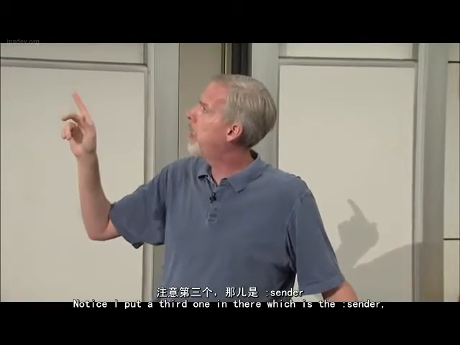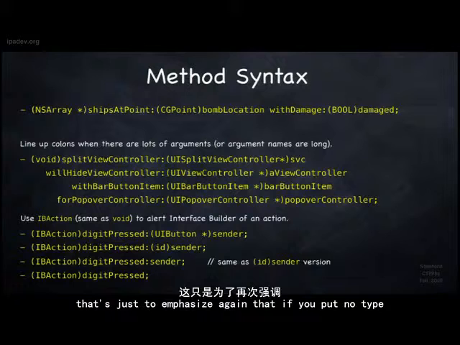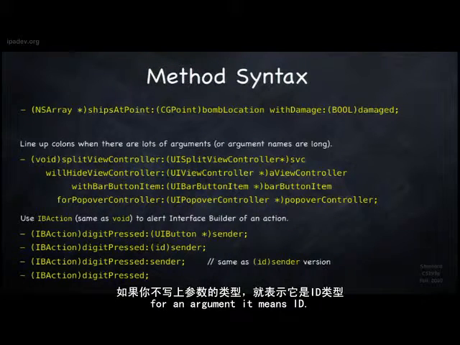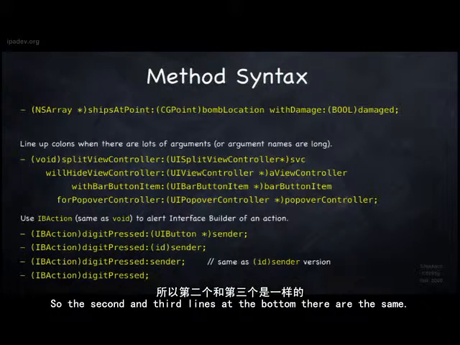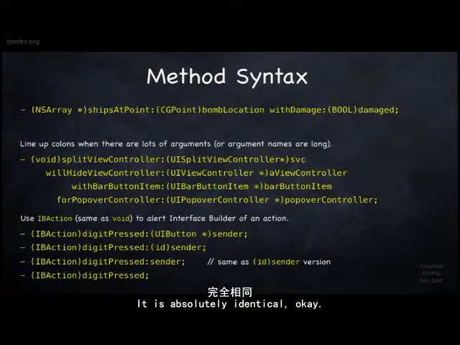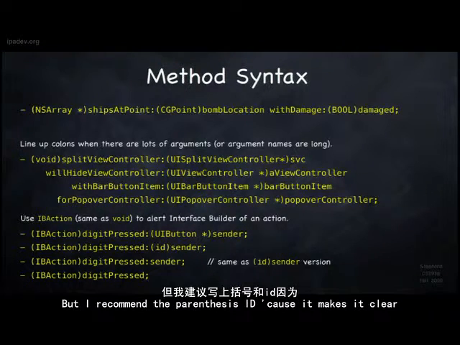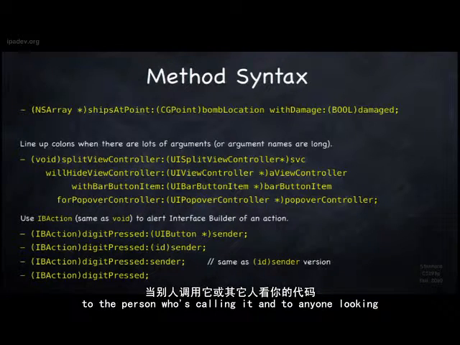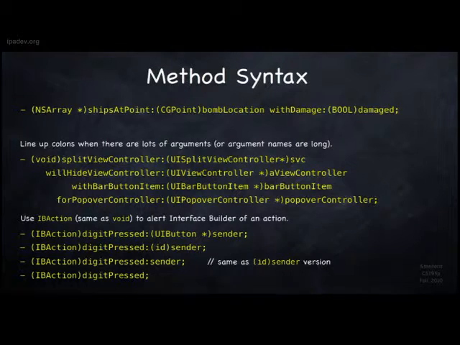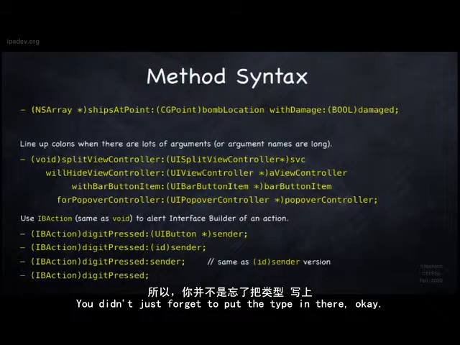Notice I put a third one in there, which is colon sender. That's just to emphasize again that if you put no type for an argument, it means id. So the second and third lines at the bottom there are the same, absolutely identical. Okay? But I recommend the parentheses id because it makes it clear to the person who's calling it and to anyone looking at your code that that's what you intend. You didn't just forget to put the type in there.